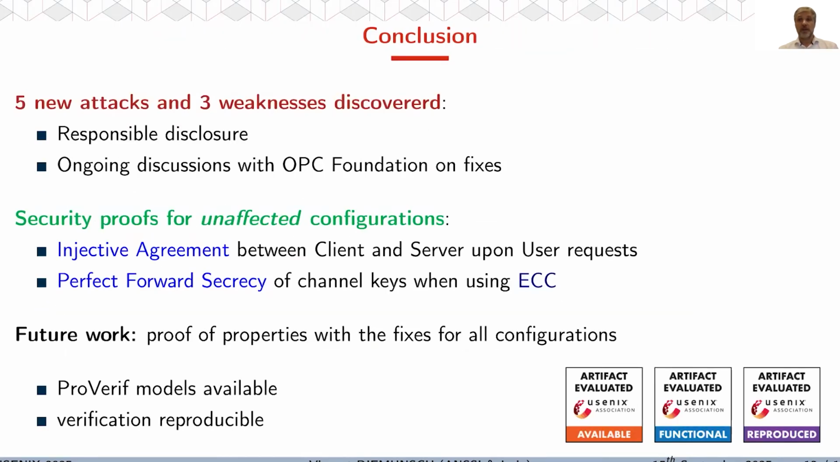To conclude, 5 new attacks and 3 weaknesses were discovered and responsibly disclosed to the OPC Foundation. There are still ongoing discussions with the OPC Foundation regarding the fixes. Nevertheless, we managed to prove the security properties for many unaffected configurations. More precisely, we proved the injective agreement between client and server upon user requests and responses, and the perfect forward secrecy of secure channel keys in elliptic curve cryptography.